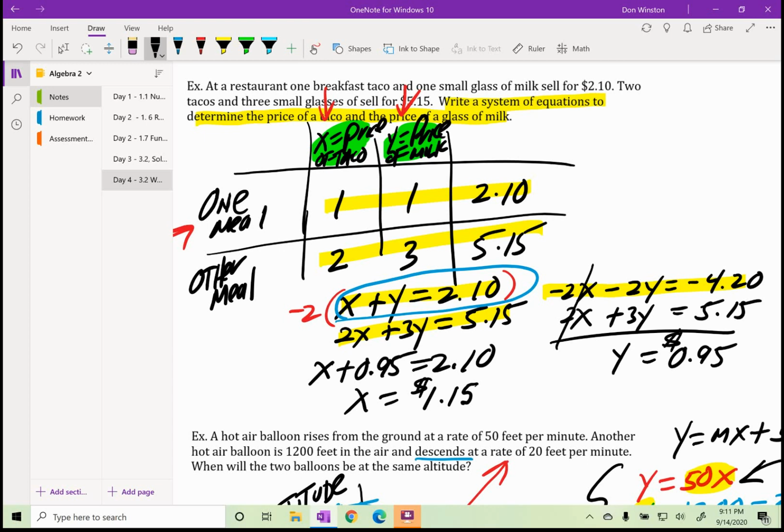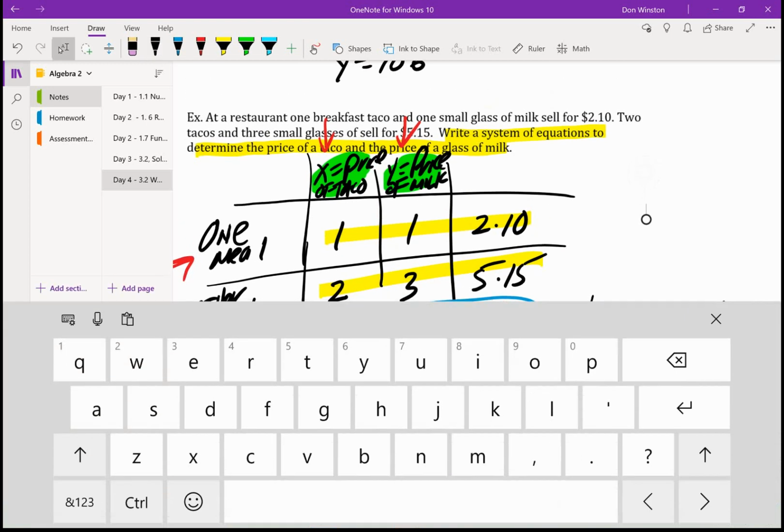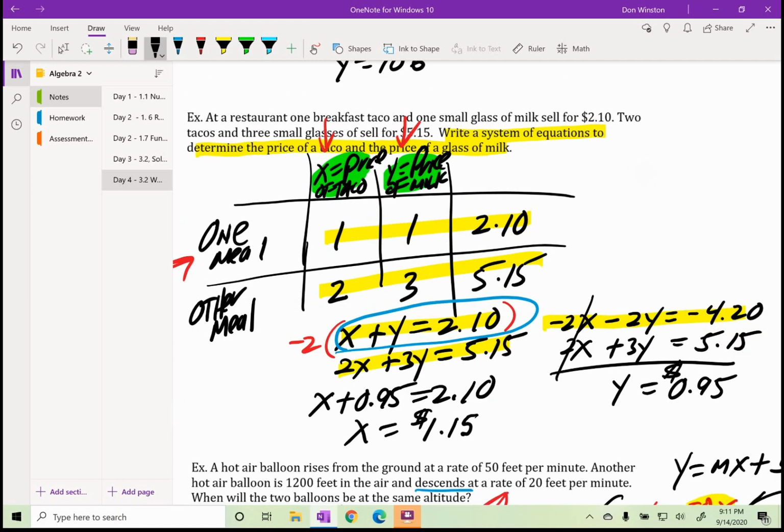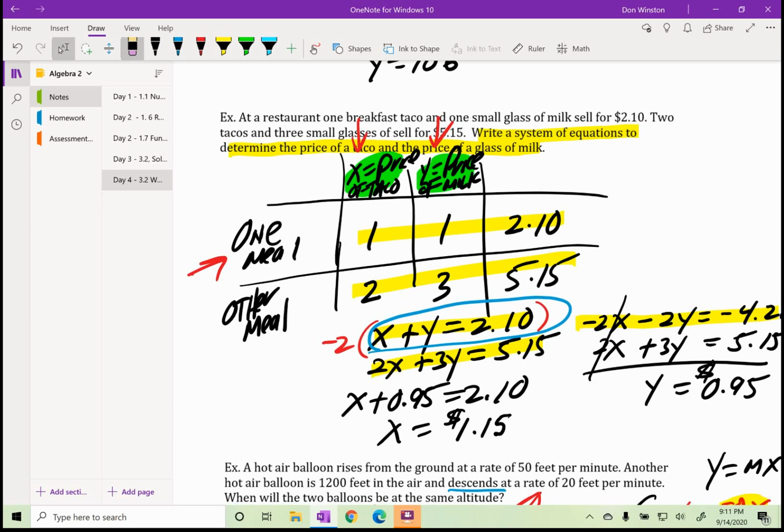Okay, again, what did I do? I highlighted the important information. I drew my organization chart. I defined my variables. And then I read back through the problem and then completed my organization chart or table. Sometimes you don't always need an organization chart.